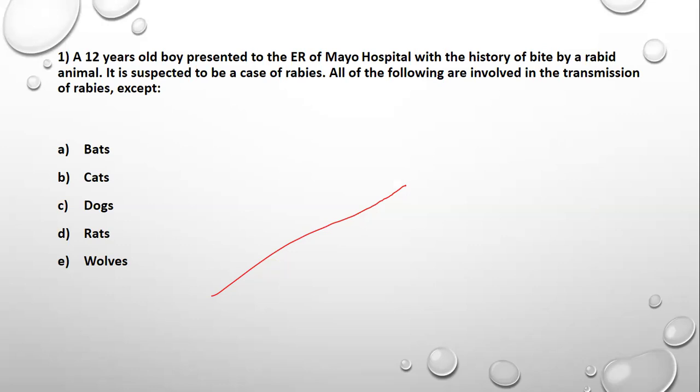E, wolves. B, cats. The correct answer is D, rats.